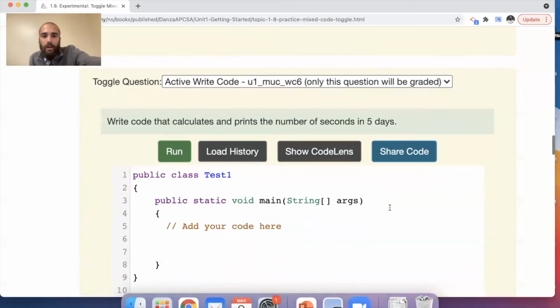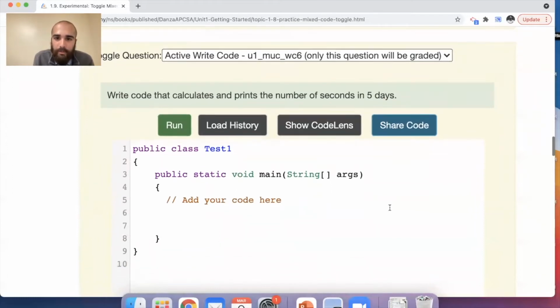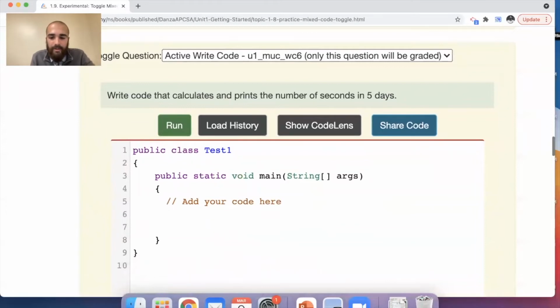Good catch. All right. Write code that calculates and prints the number of seconds in 5 days. Seconds in 5 days. All right. So I guess I need to create some variables here. The number of seconds, I'll say int. What's that?